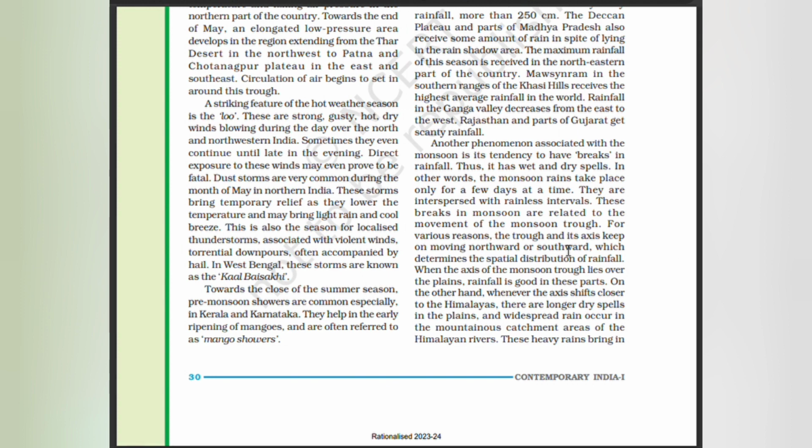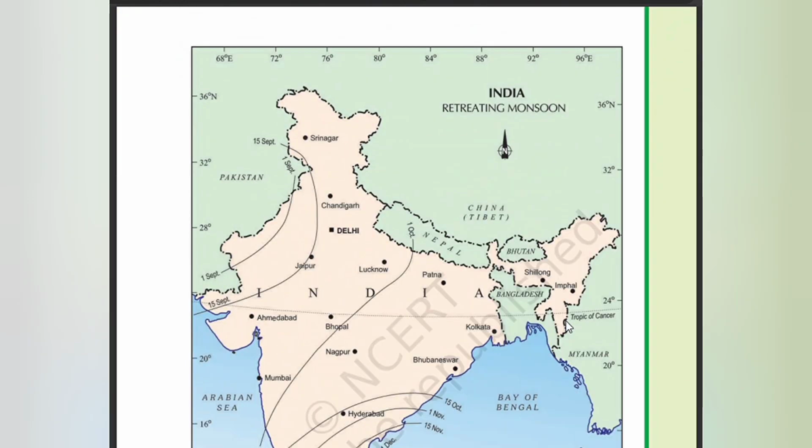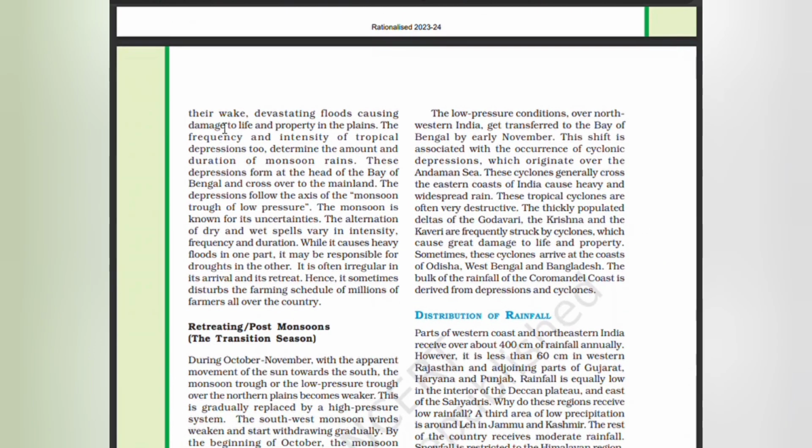For various reasons, the trough and its axis keep on moving northward or southward, which determines the spatial distribution of rainfall. When the axis of the monsoon trough lies over the plains, rainfall is good in these parts. On the other hand, whenever the axis shifts closer to the Himalayas, there are longer dry spells in the plains and widespread rain occurs in the mountainous catchment areas of the Himalayan rivers. These heavy rains bring in their wake devastating floods, causing damage to life and property in the plains.